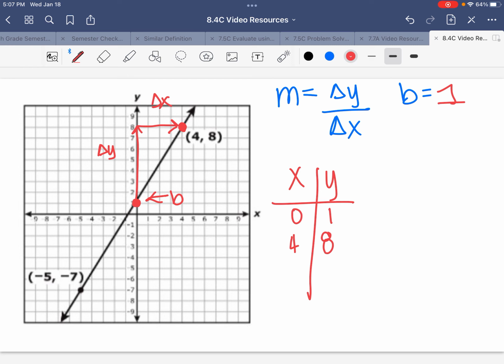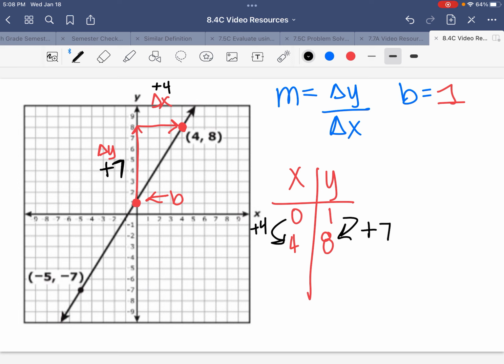So I'm going to start by looking at my table. My change in y, my y goes from 1 to 8. That is an increase of 7. So that is the same with that increase of 7 with the right triangle that I created. Well, as y increased by 7, x increased by 4, which also matches the change in direction going to the right on the right triangle that I created.